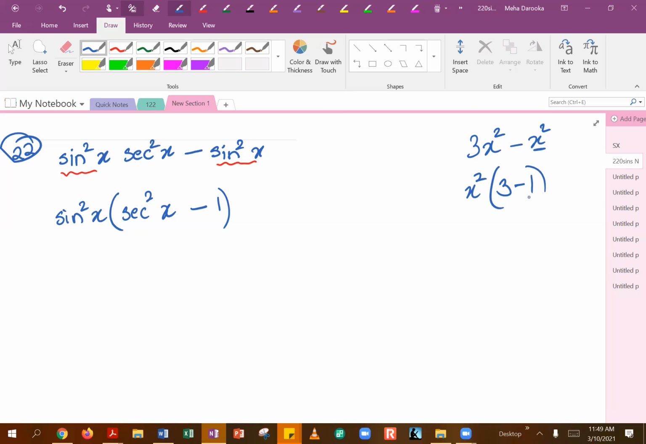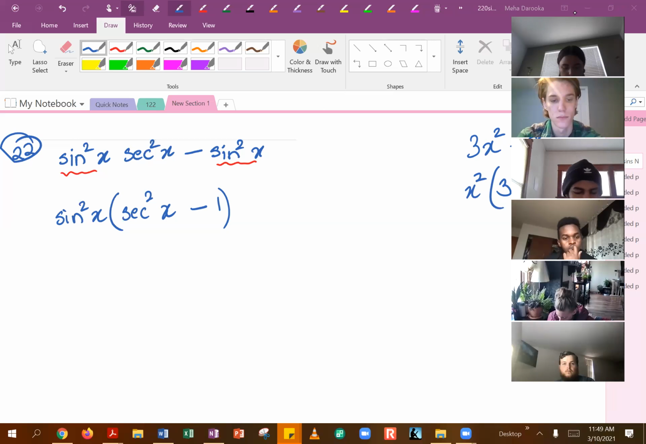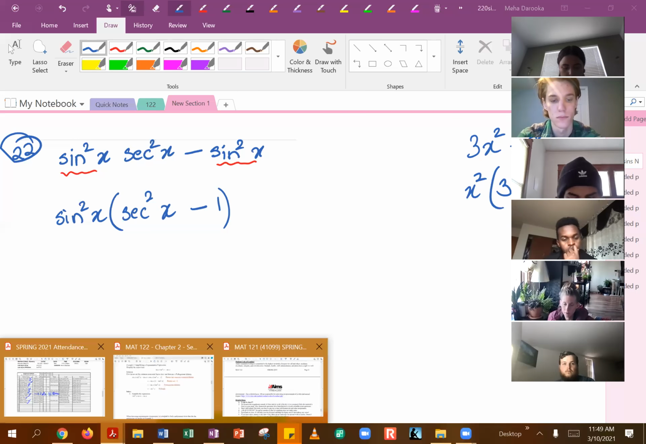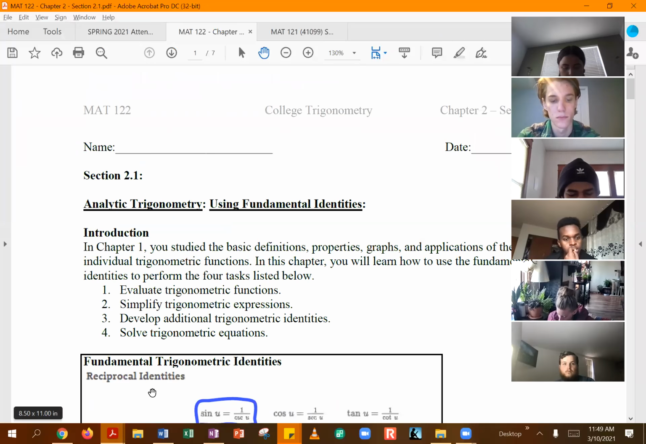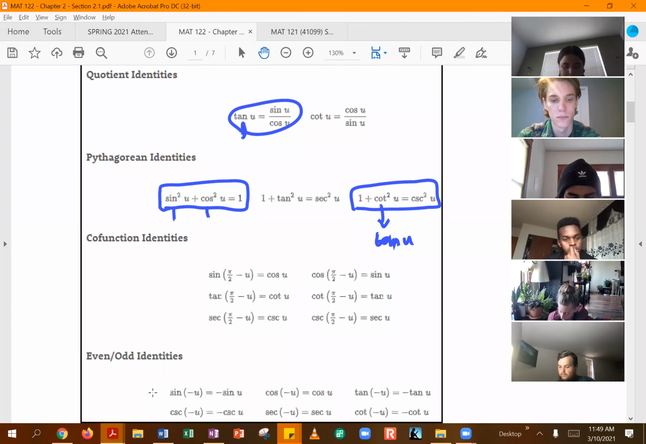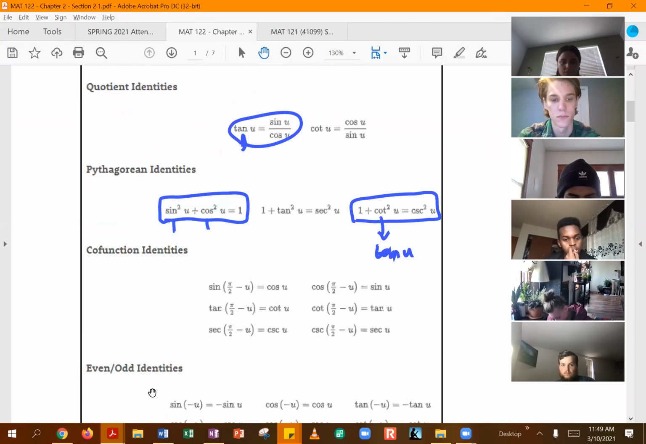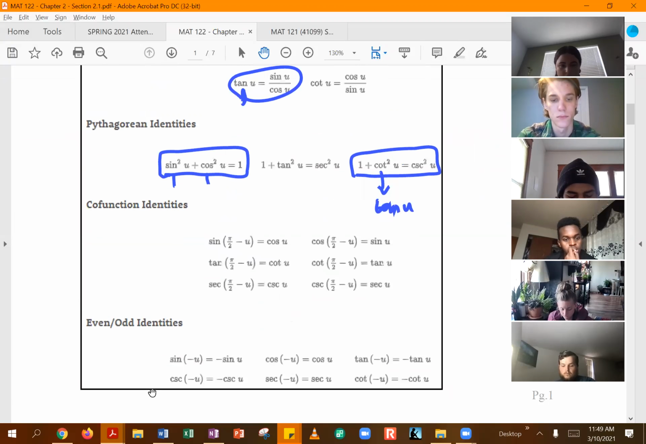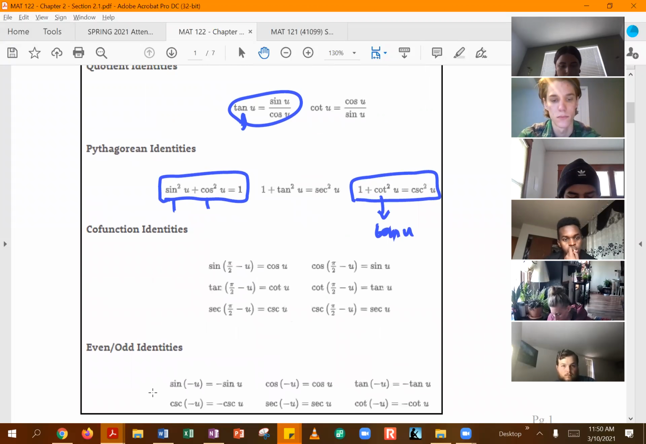Now, what can we do with the secant squared x minus 1? This is where you want to try and bring in some of these fundamental identities. So we've got secant squared of x minus 1. Which identity do you think we might be able to use to our advantage over here?